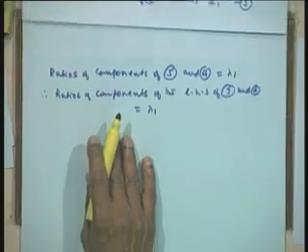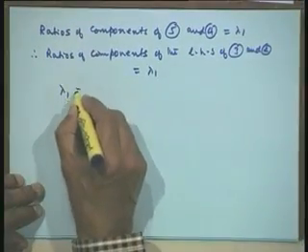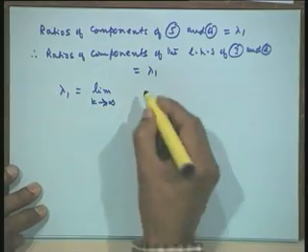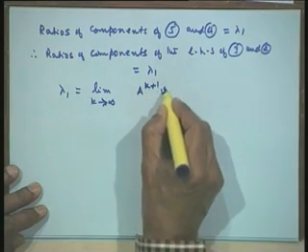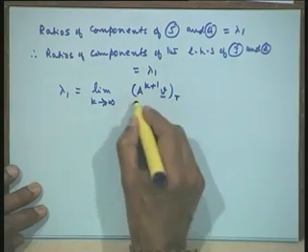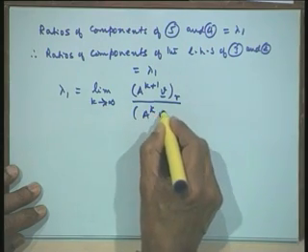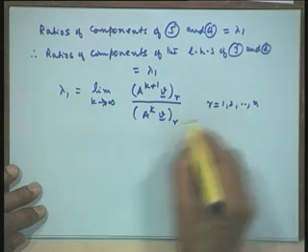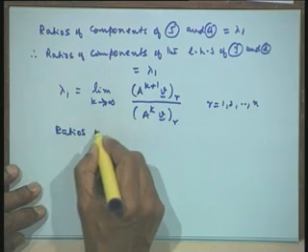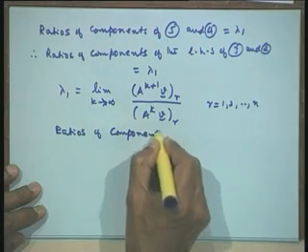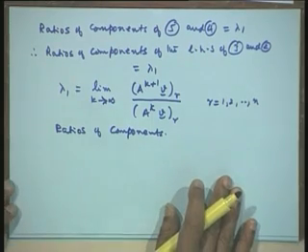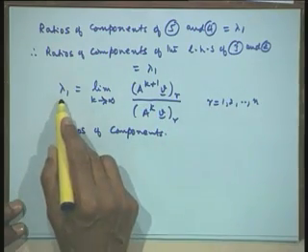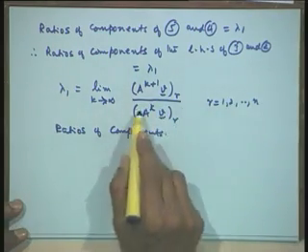Therefore, we have the value for lambda 1, that will be equal to the limit, as k is tending to infinity, of the ratio of the components, let us take r for component, of A^(k+1) v divided by A^k v, where r is equal to 1, 2, 3, up to n. Therefore, these will give you the ratios of components. There are n ratios in this, because it is n dimension. Therefore, there are n approximations for lambda 1, all of them converging to the same number lambda 1.